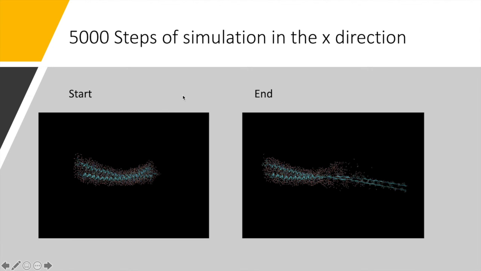So this is the first one. You can see 5,000 steps in the x direction. The molecule is stretched from there across. This is pulling along some water molecules. You can see them, but most of them are no longer bonded to this through hydrogen bonding.